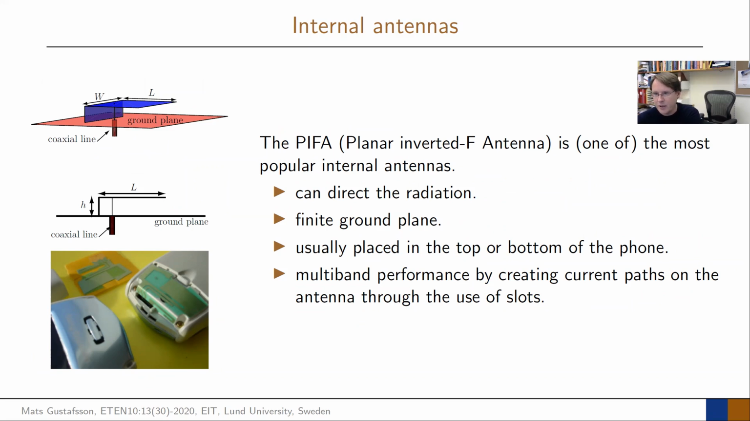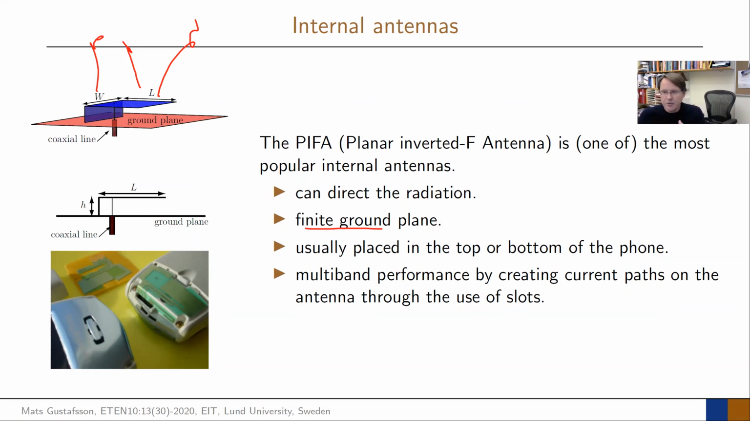If we look at the internal antennas, we really can start with this PIFA idea, the planar inverted F antenna. And it is really one of the most popular ones. And it can, in some ways, direct the radiation. So when you think about it, if you have the ground plane here, it tends to radiate out from these ones. So it's like your patch, it radiates away from it. The ground plane, in some ways, shields the user a little. In reality, of course, it's a finite ground plane and it's quite small. So, of course, it radiates also in the other direction.